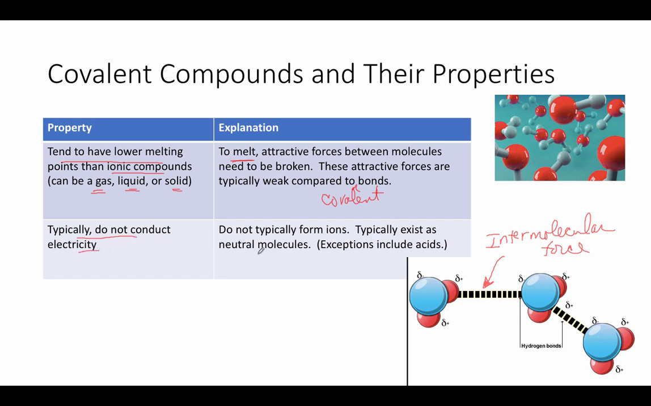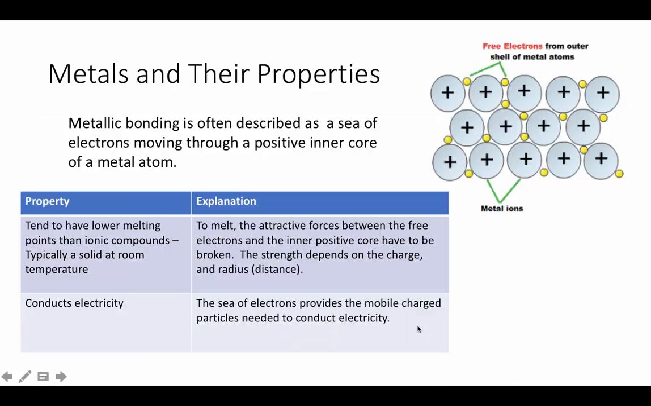Typically, covalent compounds do not conduct electricity because, since there's been no transfer of electrons, only sharing, molecules are neutral. Okay, in a future unit, we'll see that there's an exception in acids, but we'll look at that in the future. For now, we're going to go with typically covalent compounds do not conduct electricity, even when they're melted or when they're dissolved in solution, because the molecules stay as molecules.